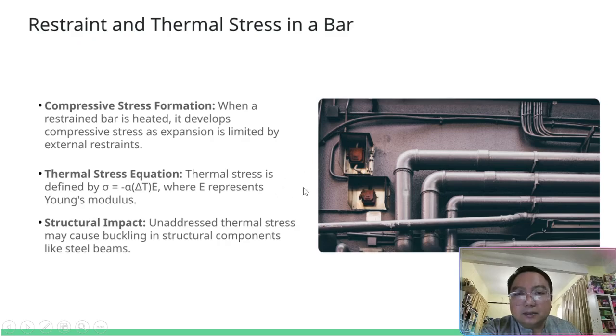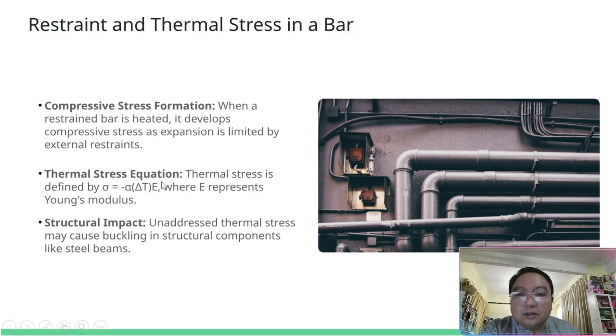This is the restrained case, thermal stress in a bar. Just now I gave an example: imagine a bicycle on an open field exposed to the sun. The bicycle has screws and everything. That is a restrained bar. Theoretically it will become buckled. From that part it becomes restrained, and compressive stress forms. When a restrained bar is heated, it develops compressive stress, limited by external restraint. Thermal stress is defined by this equation.